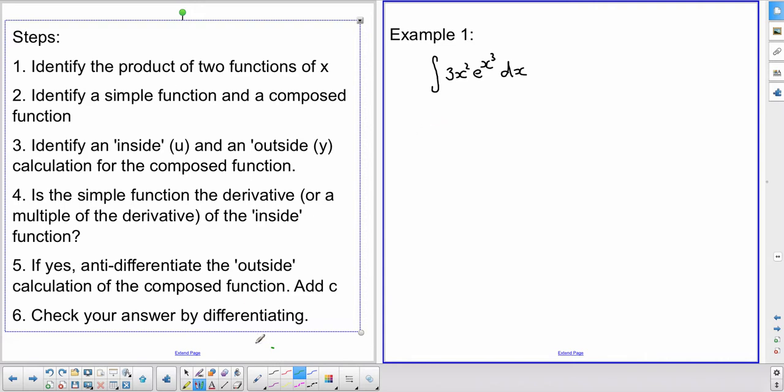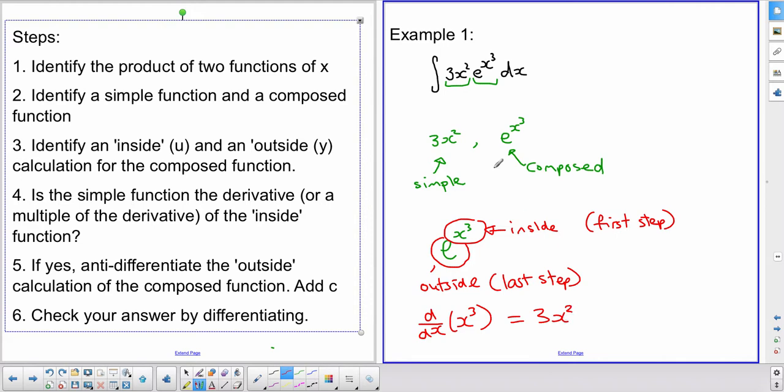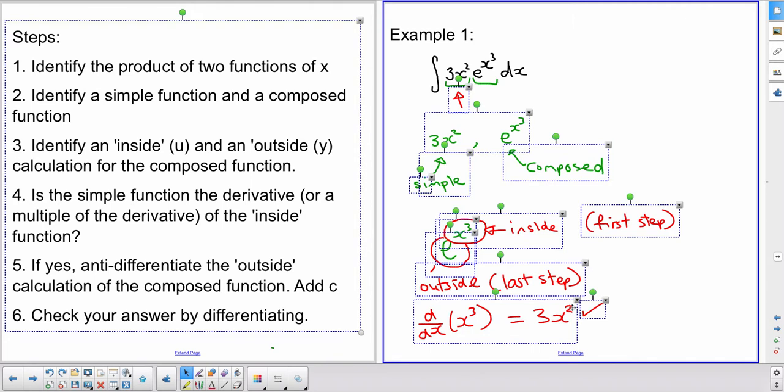So in our first example, first we're going to identify a product. There are two functions multiplied together: 3x squared times e to the power of x cubed. We identify 3x squared as being a simple function, e to the power of x cubed being the composed function. So it has a first step which is to take x and cube it, and as a second step is to say let's take e of the answer. So in this case our u is x cubed. Now when we take the derivative of x cubed we get 3x squared, which is part of the product. That's good news. Let's see how that's good news.